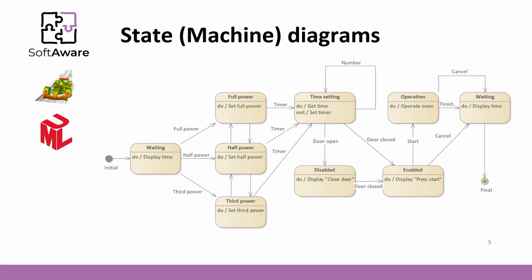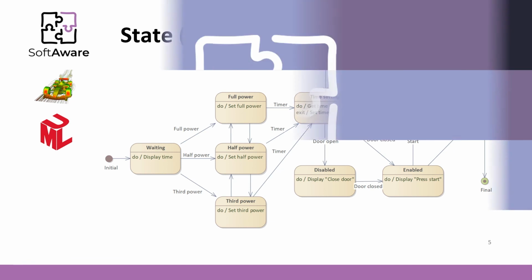In this example, we are looking at a state machine diagram that describes the possible operation of a microwave oven. Look at the example and try to understand it.